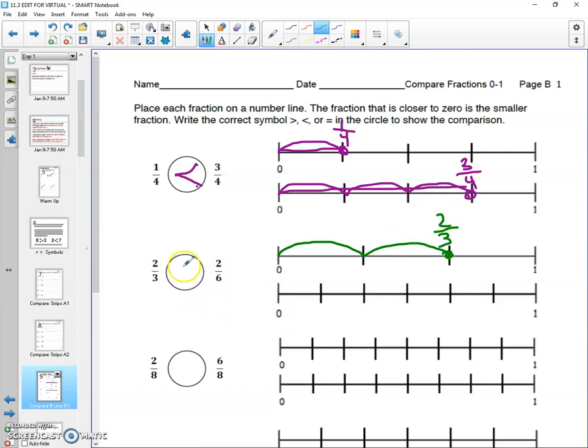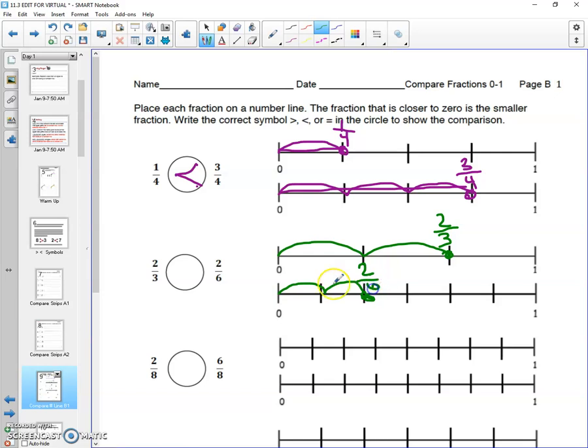I'm going to compare 2/3 to the fraction 2/6. My bottom number line shows sixths because it has 1, 2, 3, 4, 5, 6 spaces in the unit. That bottom number line is showing sixths, so I'll use it to represent 2/6. Here I'll show 2/6 by moving 2 spaces away from 0. 1, 2. 2/6 on this number line would be right here.